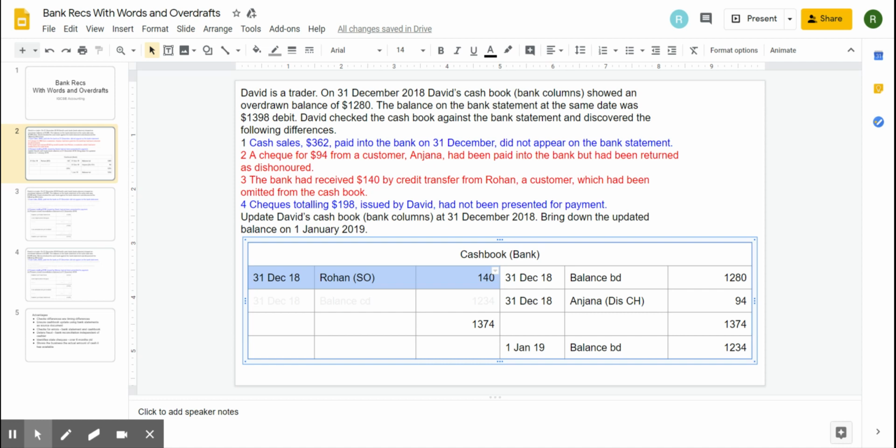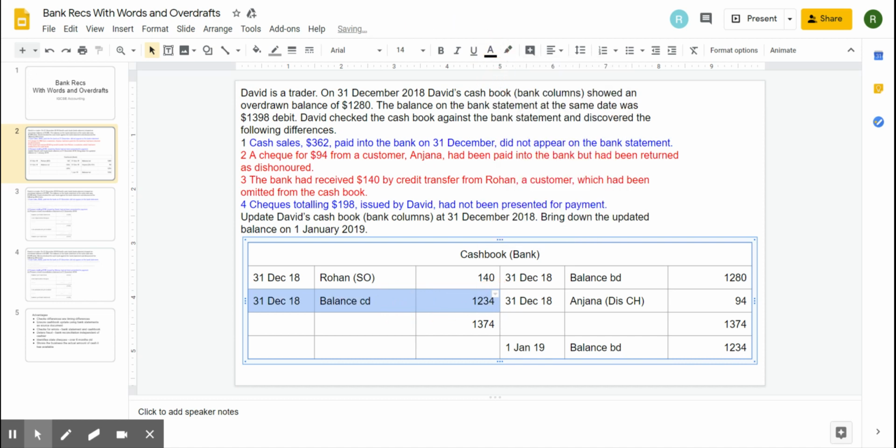And then the final one, checks totaling $198 issued by David had not been presented for payment. So we know he's issued them. They haven't been presented for payment at the bank. That's called a timing difference because there is obviously a time delay between sending a check to somebody and that check being presented in the bank. And therefore, what I can now do is update the cash book.